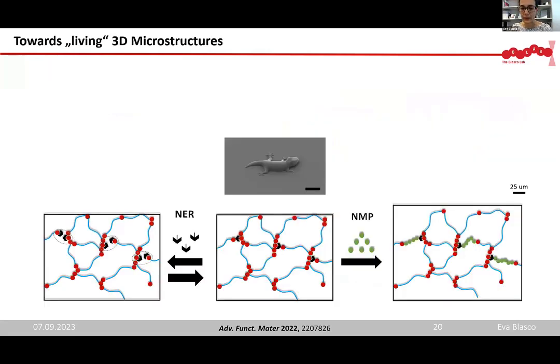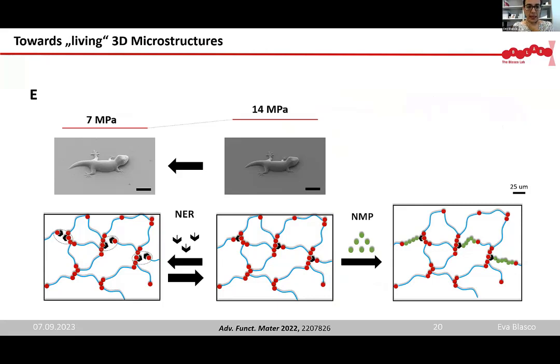And here is the result. So this is the micrometric gecko that Christoph printed. When we put it in a solution with an extra TEMPO, you see that apparently nothing changed because we still have a lot of acrylate cross-linkable groups. The Young's modulus decreased a bit due to the decrease of the density, but not much.